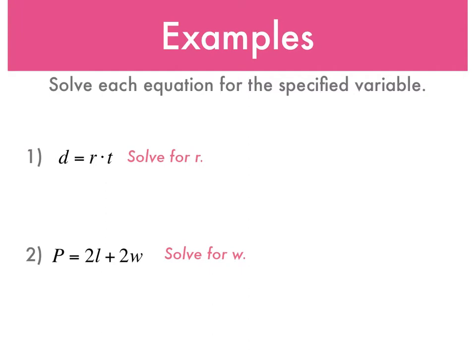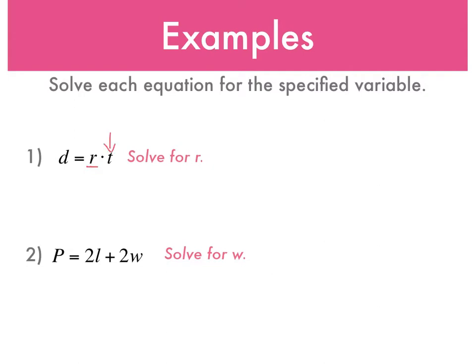So in this first example, I have d equals r times t, and it's telling me to solve for r. So that means r is what I want to isolate. So there's my first question. What do I want to isolate? I want to isolate r. So then I need to think about what needs to move. Well, the t needs to move.